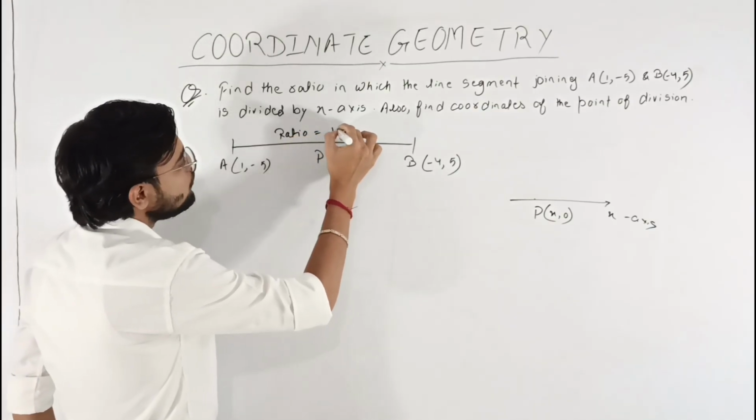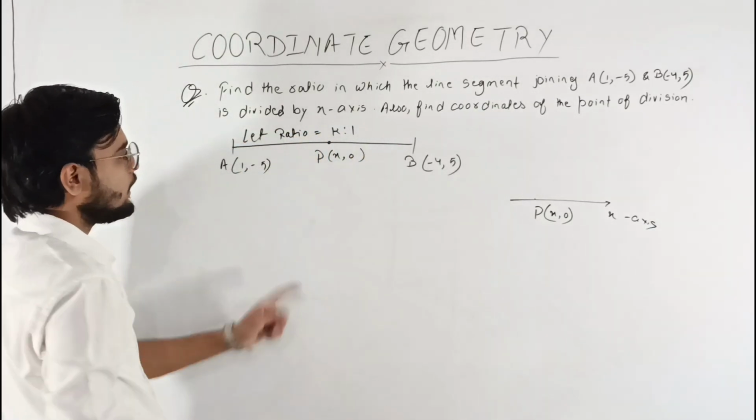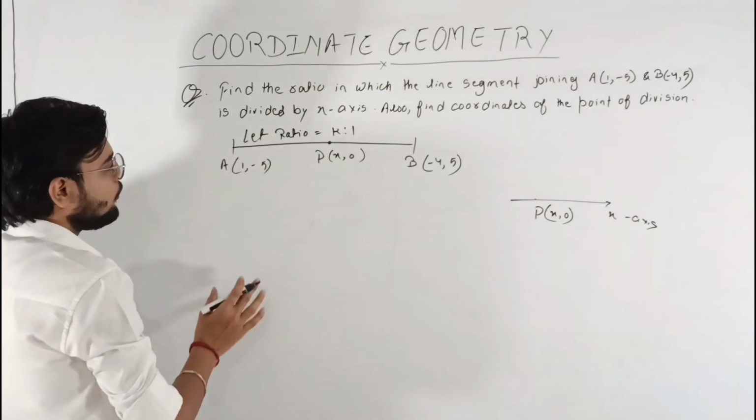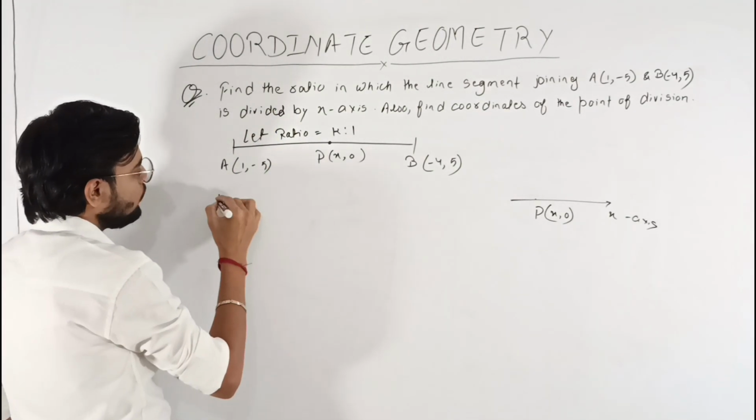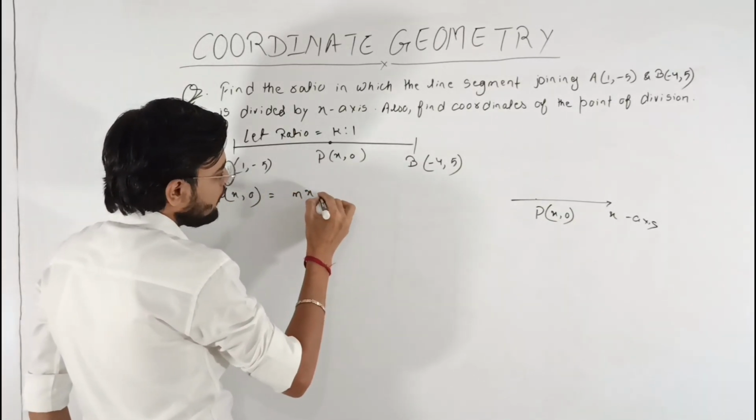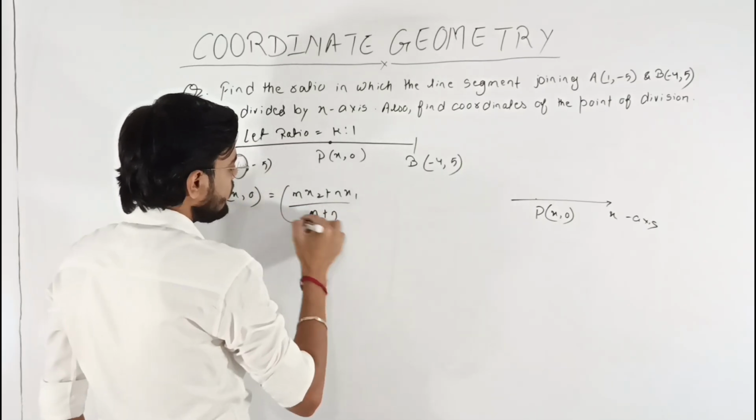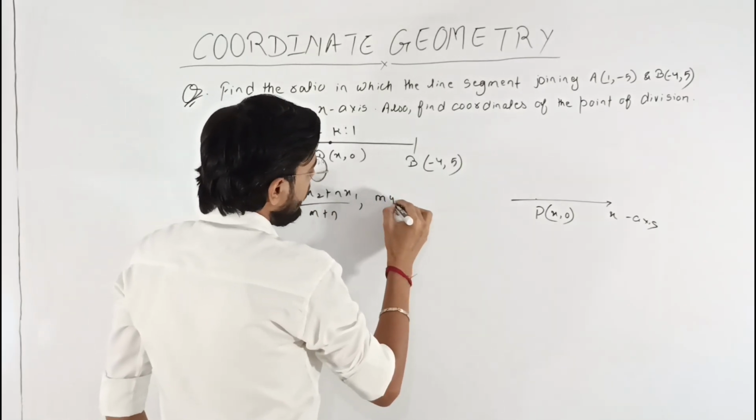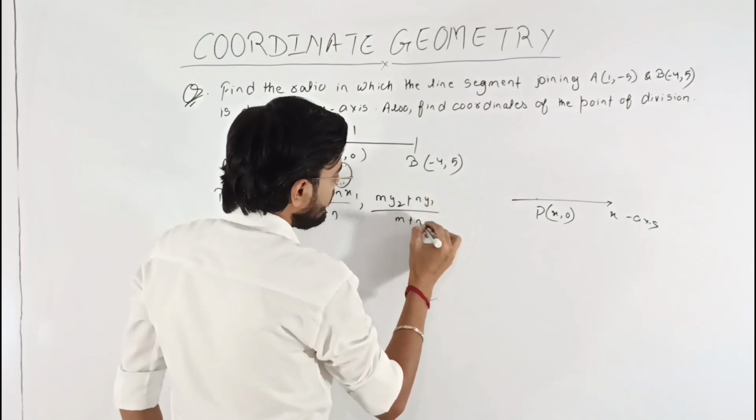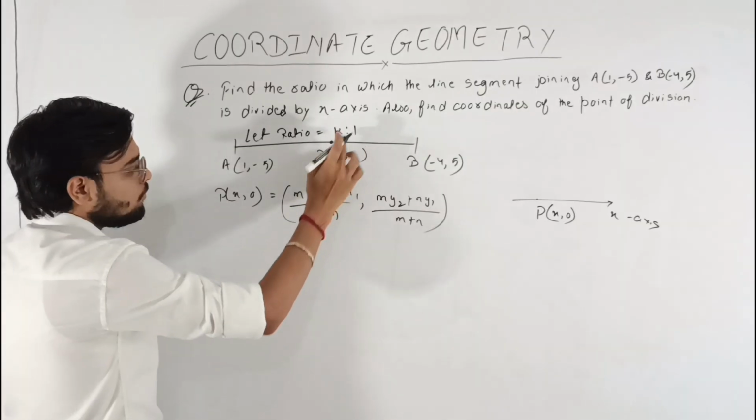Okay, so for the ratio we assume it is k is to 1. So we let the ratio be k:1. Now first we find the ratio, then we find the coordinates. So for the ratio again we use the section formula. What is the section formula? (m x2 + n x1) upon (m + n), and here (m y2 + n y1) upon (m + n). Now m is k and n is 1.